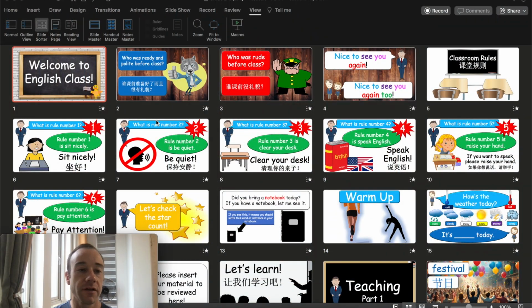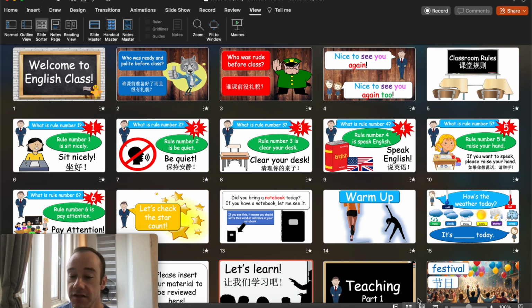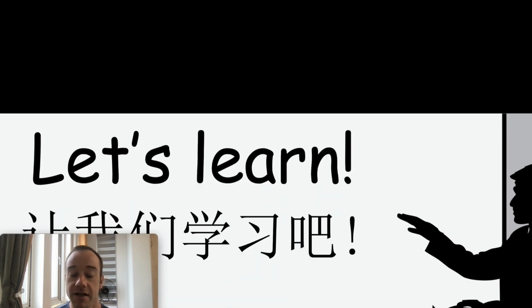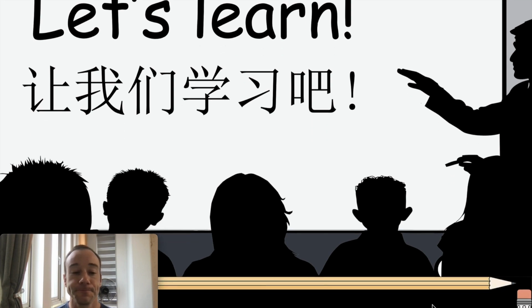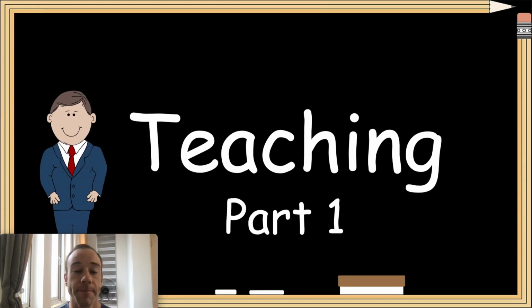All right, let's have a look at this PowerPoint. So as with all my PowerPoints, we start with the classroom rules and a short little warm-up. I have how's the weather here today. You can change this and put whatever you want. I just have this here since this lesson is for grade 2, 3, or grade 1. How's the weather is a good way to start the class. And then we go straight into the lesson. So I'm just going to skip ahead past all the beginning stuff and right into the teaching. Okay, so let's learn. Teaching part 1.